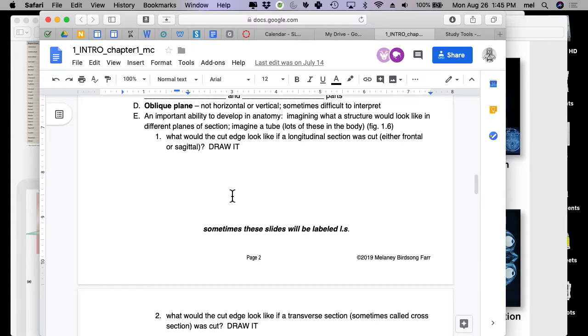What am I looking for on the slide? What shape am I looking for? Let's do the easy one first. If I did a transverse or cross section, what shape would I be looking for? Because there's a bunch of distracting crap on the slide always, right? I'm looking for a circle. Super easy. Okay, so I'm looking for a circle, yes?